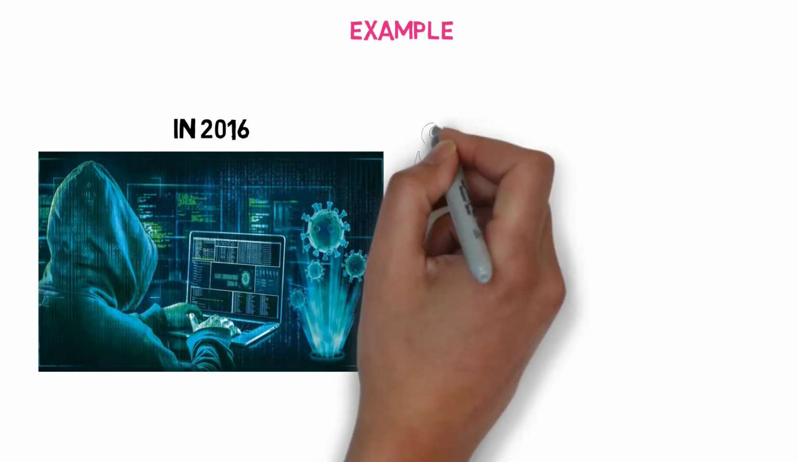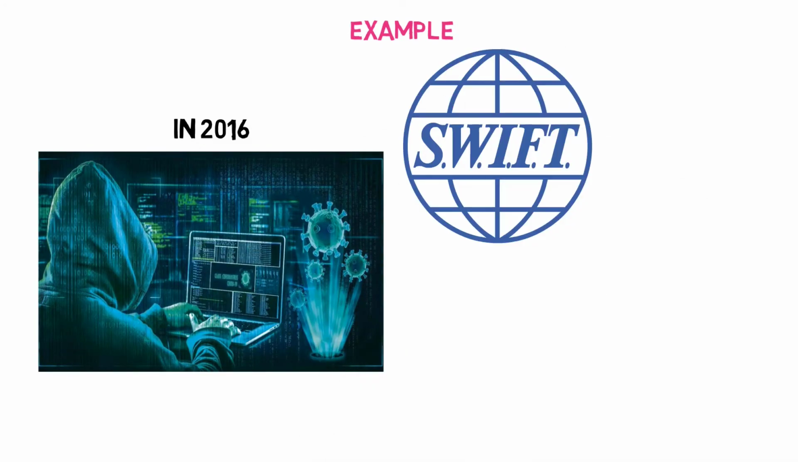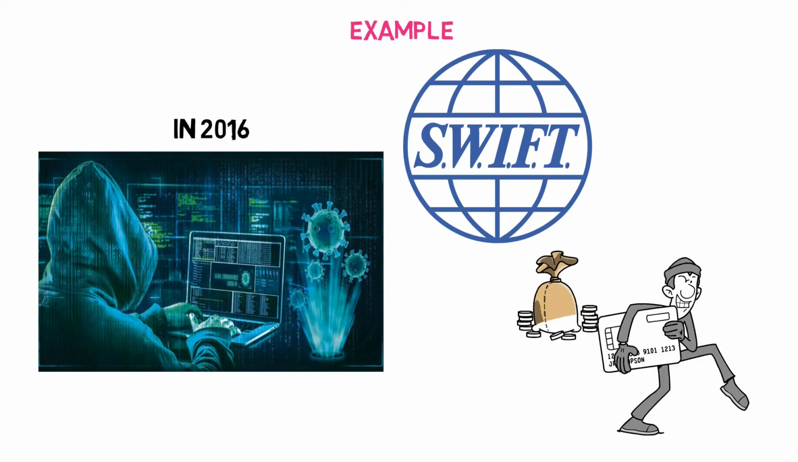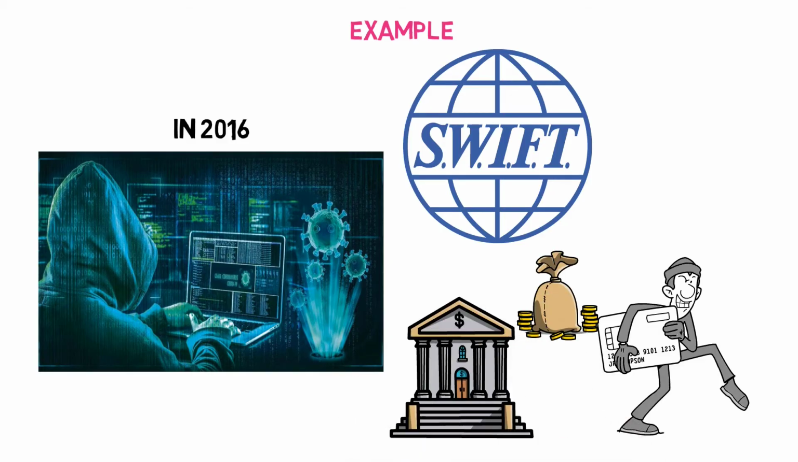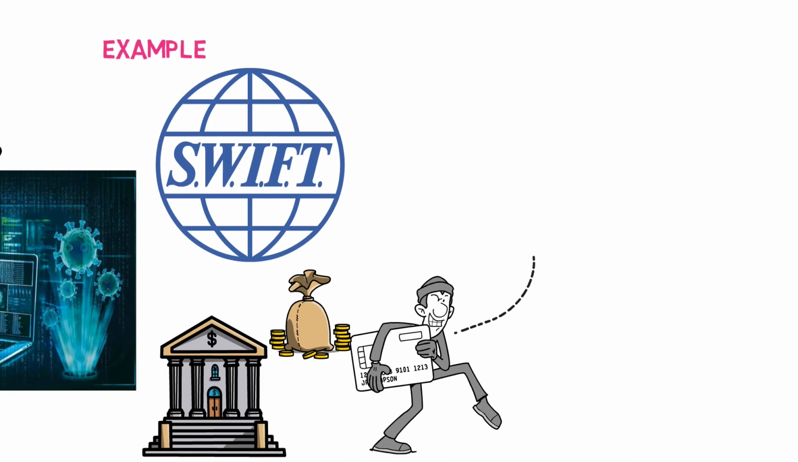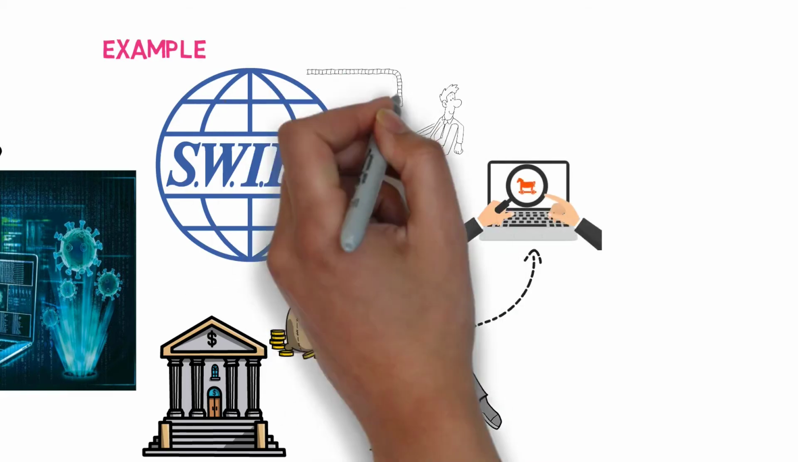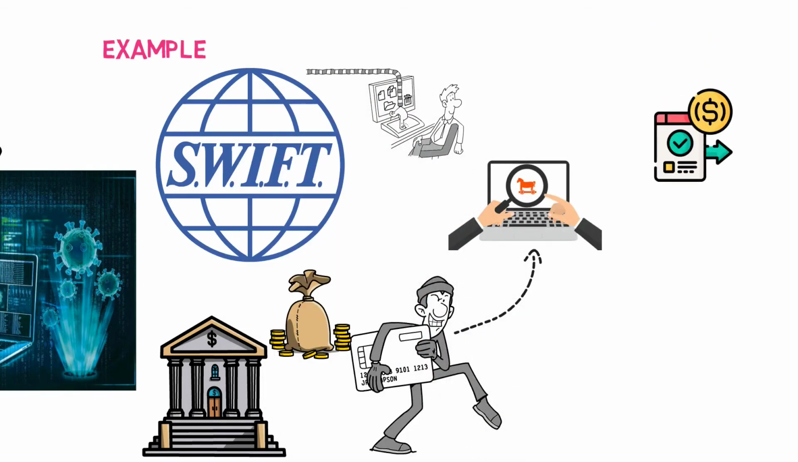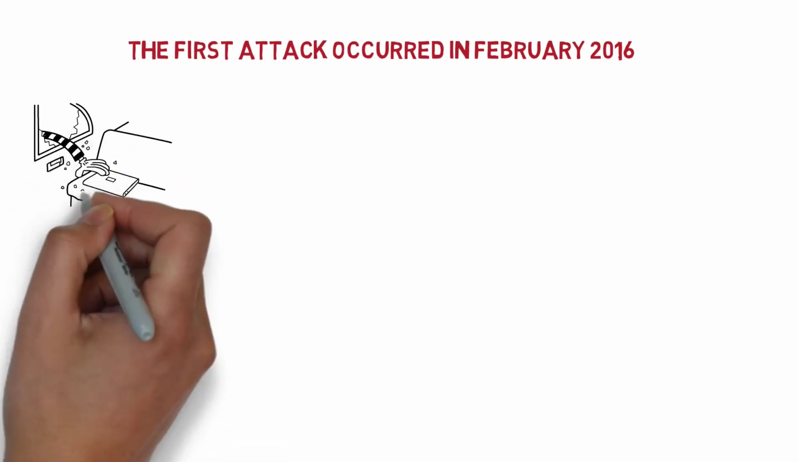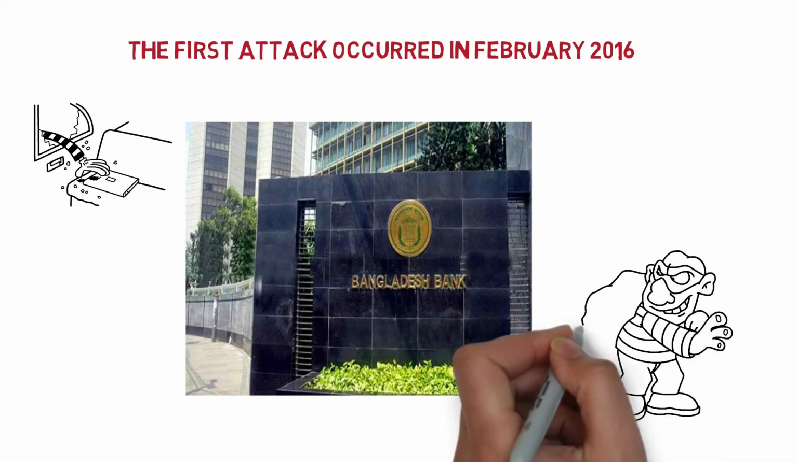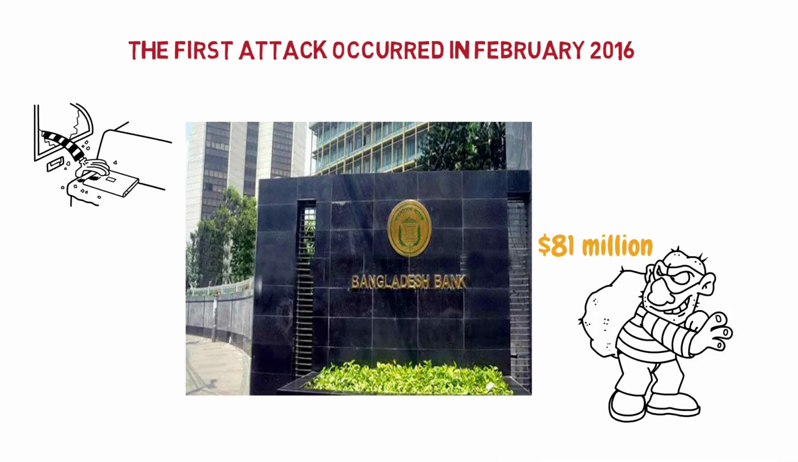For example, in 2016, a series of cyber attacks were launched against the SWIFT global banking network, resulting in the theft of millions of dollars from several major financial institutions. The attackers used sophisticated techniques to gain access to the SWIFT system and transfer funds to their own accounts. The first attack occurred in February 2016, when hackers infiltrated the Bangladesh bank's computer systems and stole $81 million.